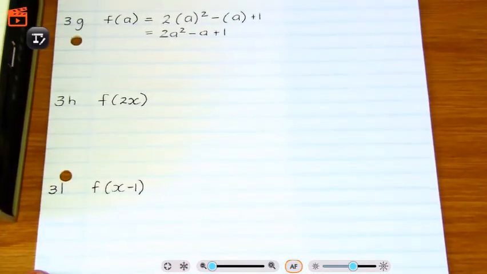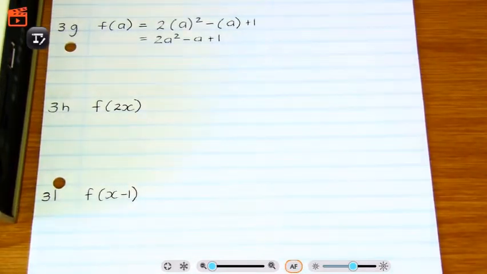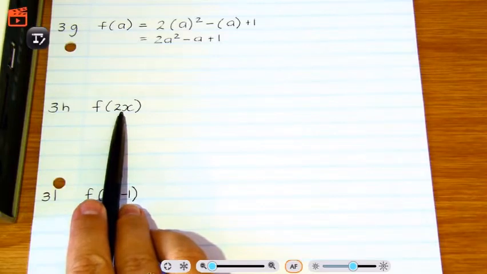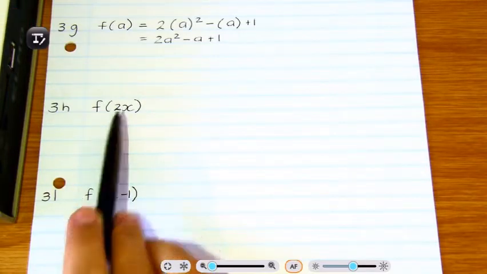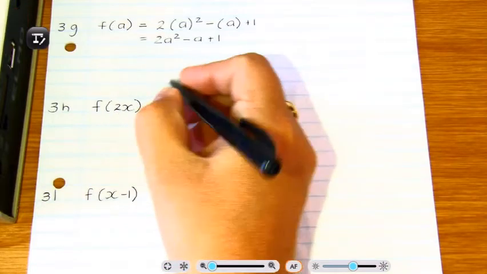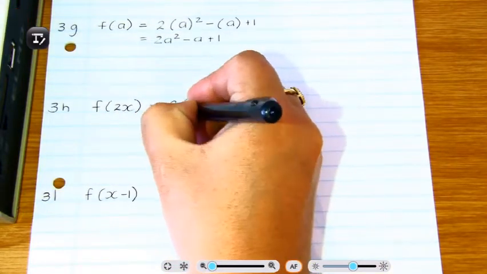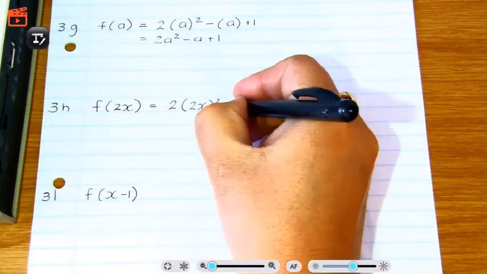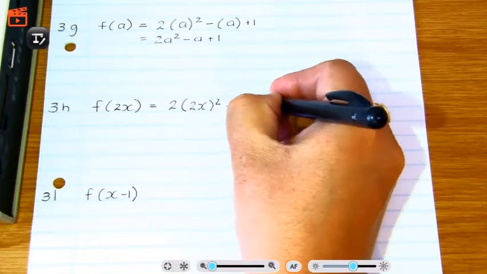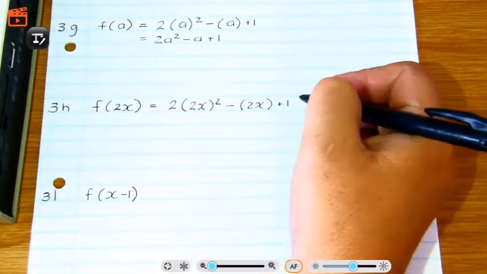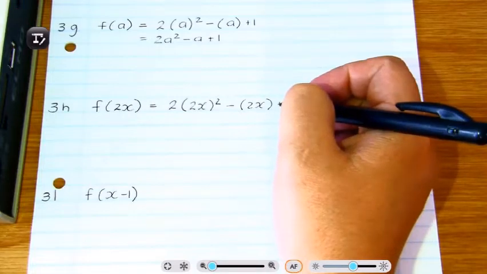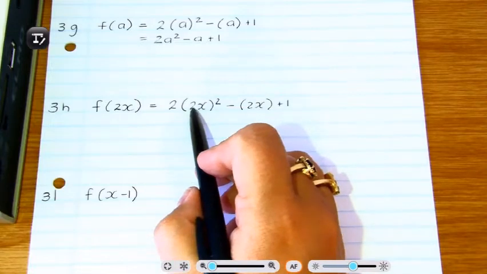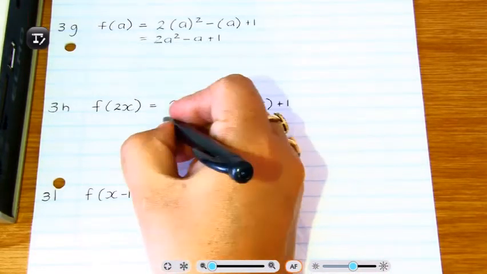Then moving on to question 3h. They want us to work out f of 2x. Wherever we see an x, we replace it with a 2x. Just like in the previous ones, I'm going to say 2. Remember to put it in a bracket. 2x, close bracket, squared, minus, in brackets, 2x, plus 1. From there, we first get rid of this bracket, so we say 2 times 2x squared. I'm going to leave the 2 for now.